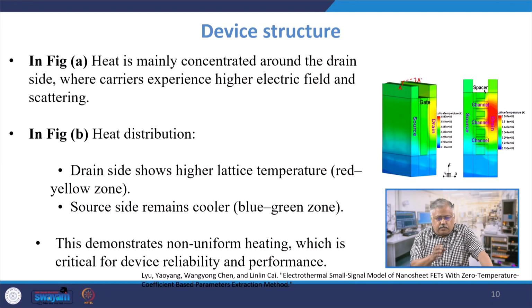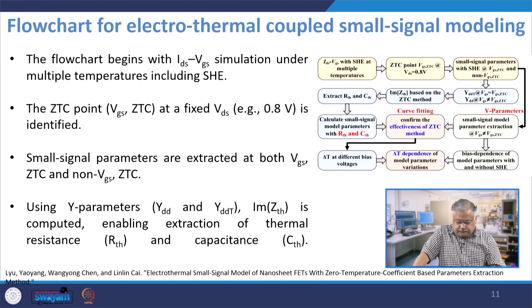So, in the red colored device, the more you go towards red, the more heated up it is, and the more you come towards the blue side, the less heated it is. Now, the heating is primarily because at the drain end you have velocity saturation phenomena, as well as the density of current is also larger, and therefore you will typically have a much larger current, and the heating effect is also larger in this case, whereas the source side is relatively much cooler.